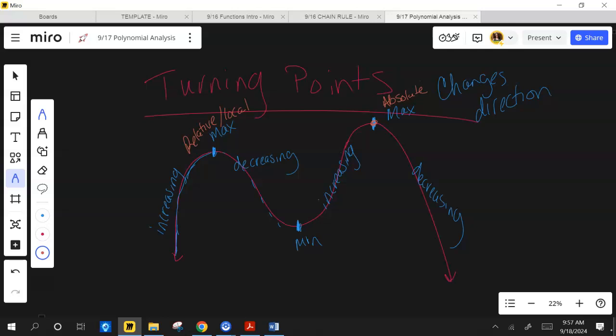And the same holds true with minimums. So would this minimum be a relative or an absolute? Why is it relative? That's right. Look, these go down forever, right? So this would be relative. Okay? Everybody okay on relative as opposed to absolute?